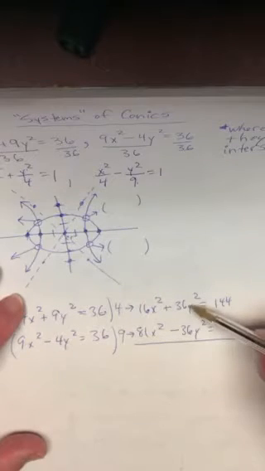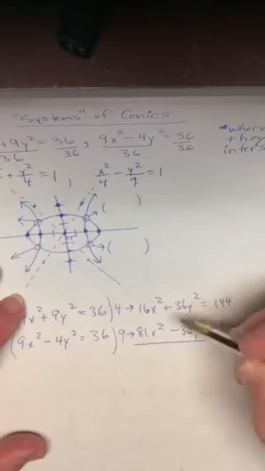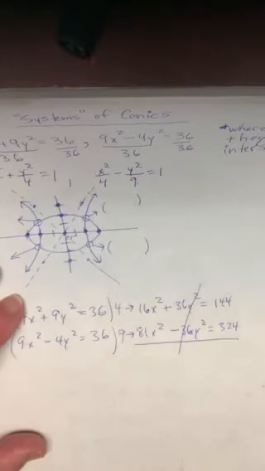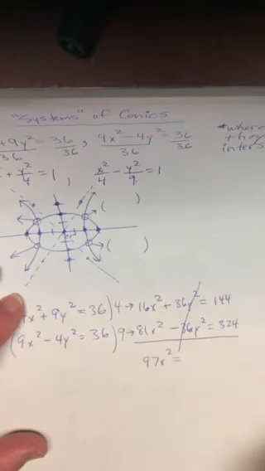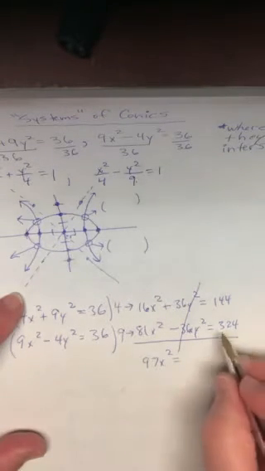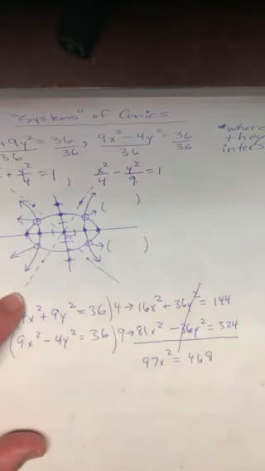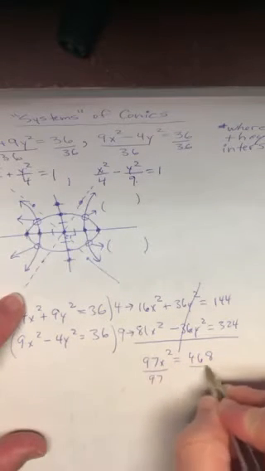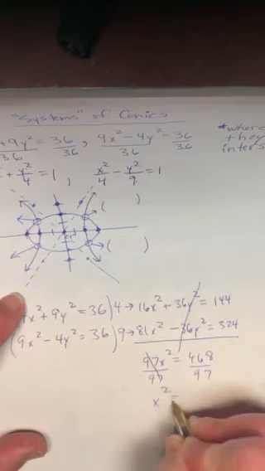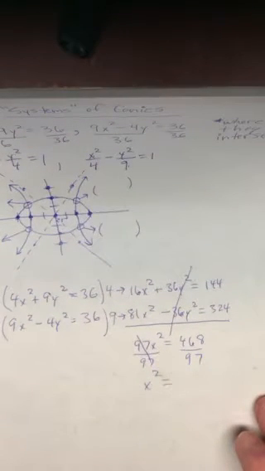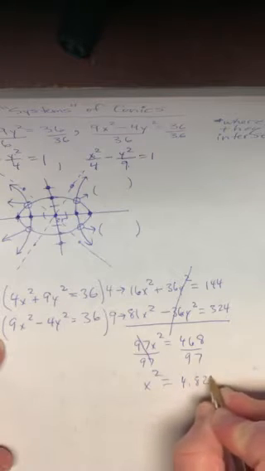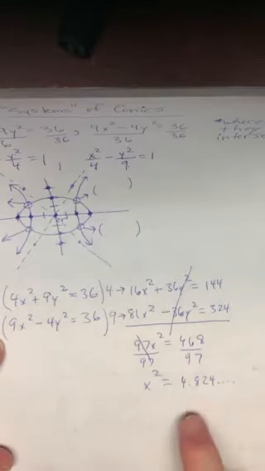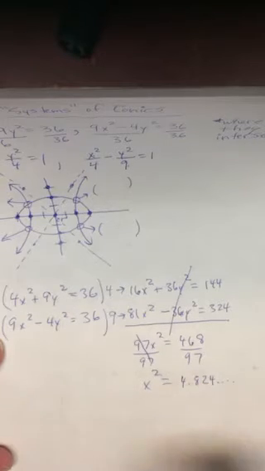And do you agree that the 36y squareds are opposites? They're canceling out from the problem. I'm going to add my columns and get what? 97x squared equals, what would that be? 468. Divide by 97. I get x squared equals, again, go to my calculator, hit 468 divided by 97, giving me 4.824, etc.